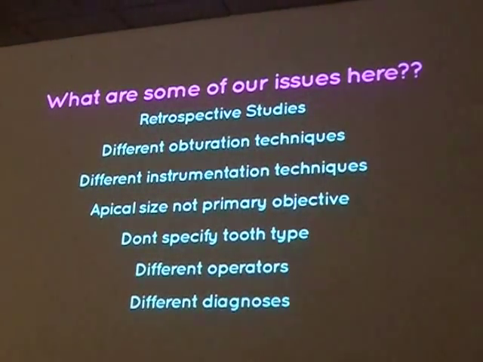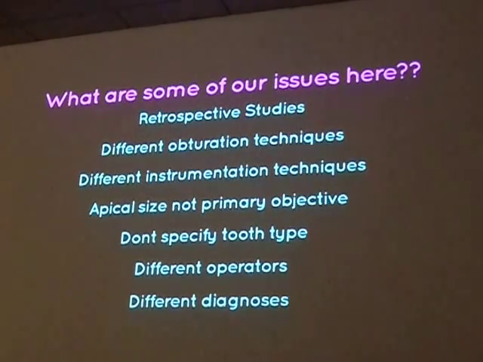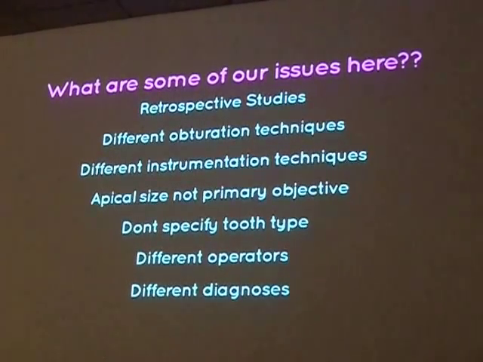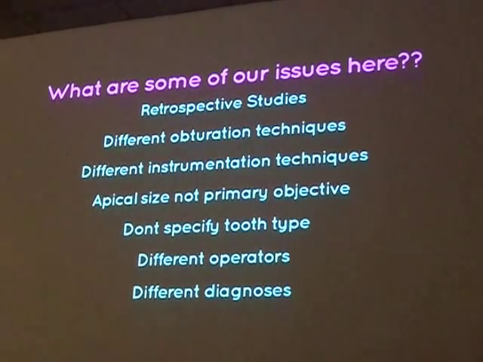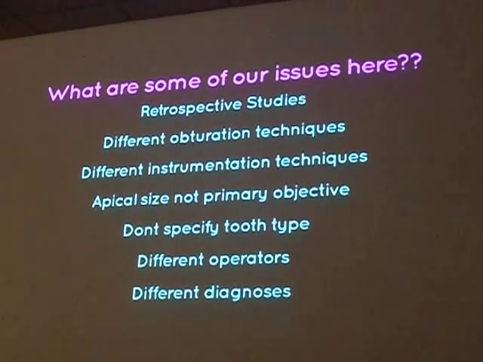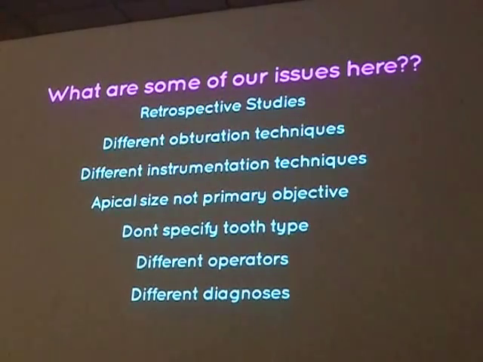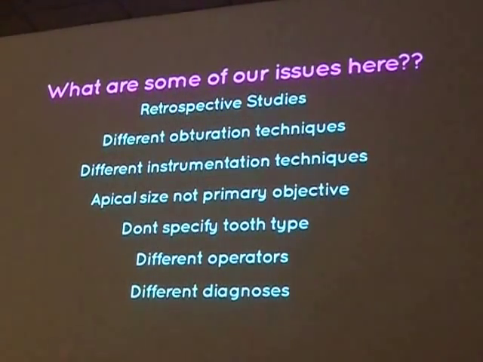So what are some of the issues that we have with these outcome studies? Well, first of all, they're retrospective studies. Again, as I mentioned earlier, they're differing on all these different techniques, how they're instrumenting, how they're obturating the tooth. These studies, their primary objective is not the apical size. They're actually just looking at the overall impact of root canal therapy and the outcome. So again, all of these studies are differing on clinical objectives.